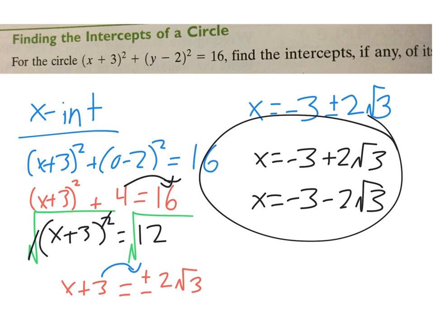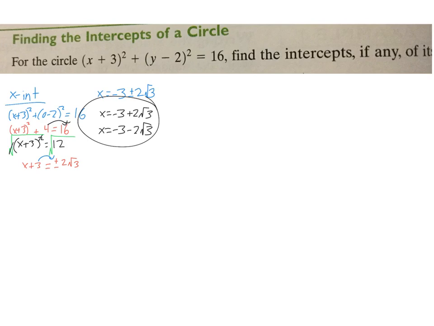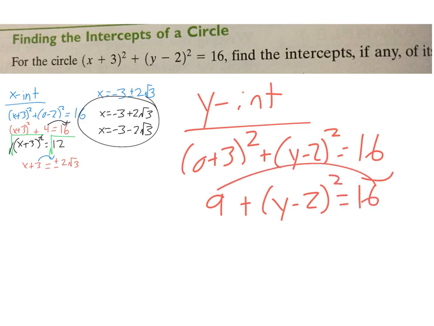Okay, now let's find the y-intercepts. The y-intercepts are found similarly. How do we find y-intercepts? Plug 0 in for x. Very good. So this is 0 plus 3 squared plus y minus 2 squared equals 16. So that's 9 plus y minus 2 squared equals 16, move the 9 over, it becomes negative. y minus 2 squared equals 7.